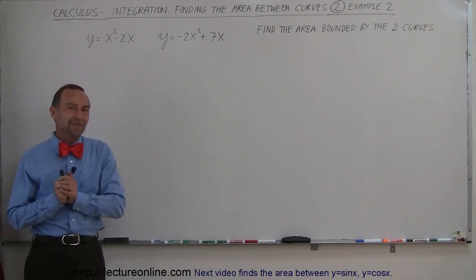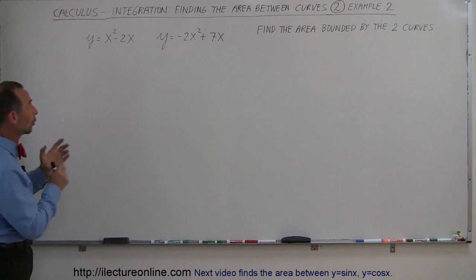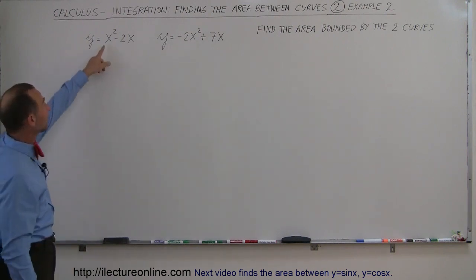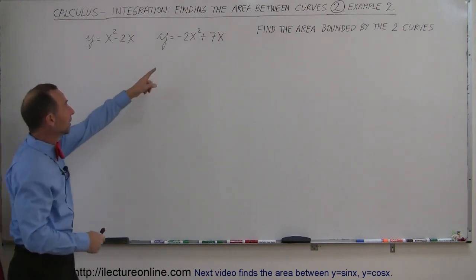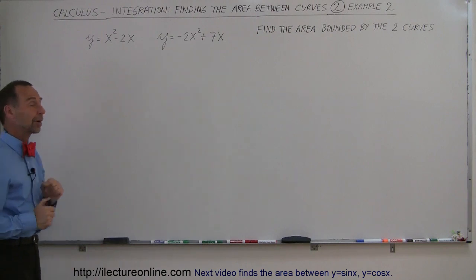Welcome to Lecture Online, and now we're going to do an example where we find the area between those two curves right there. Notice they're both quadratic equations, they both look like parabolas. This one is a parabola that opens upward, this one is a parabola that opens downward, so they probably will enclose some sort of area we're trying to find.